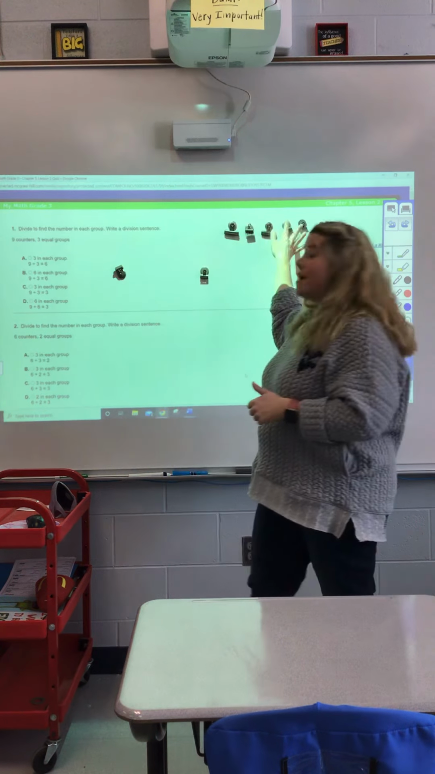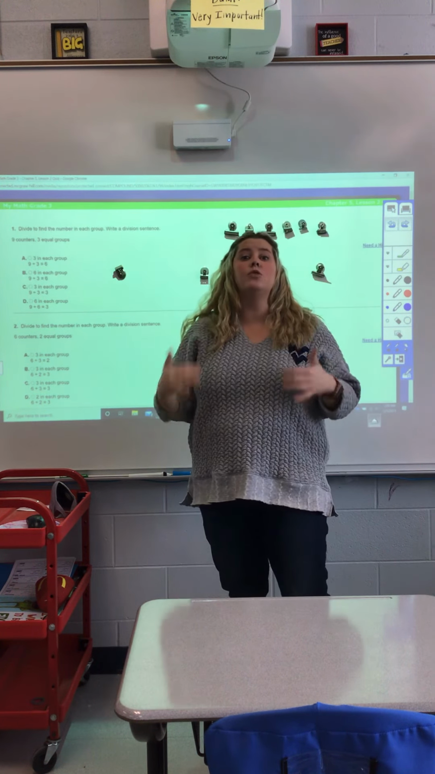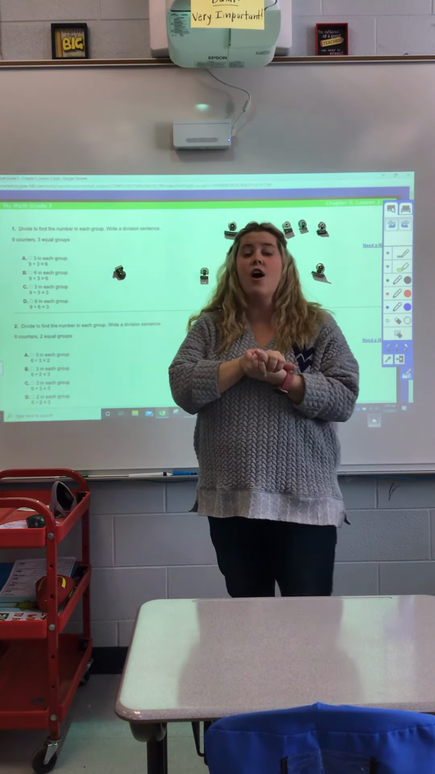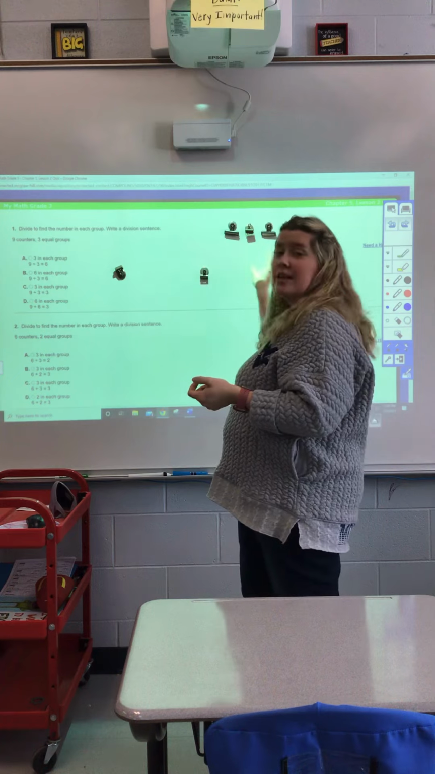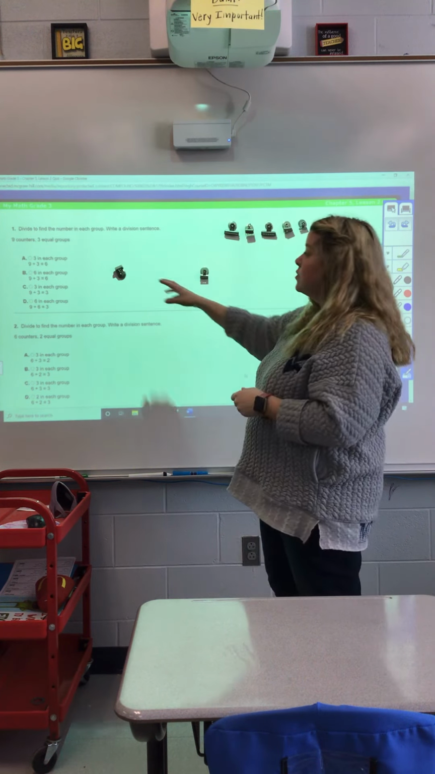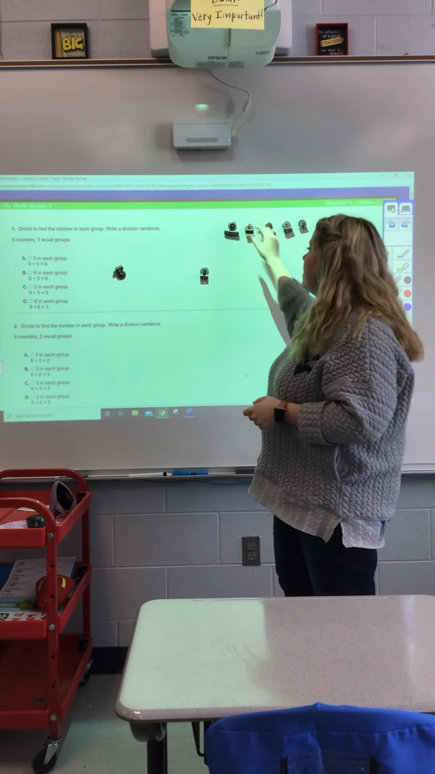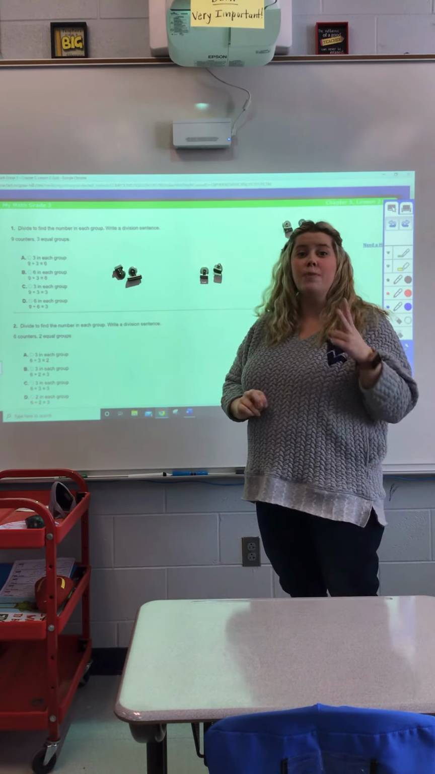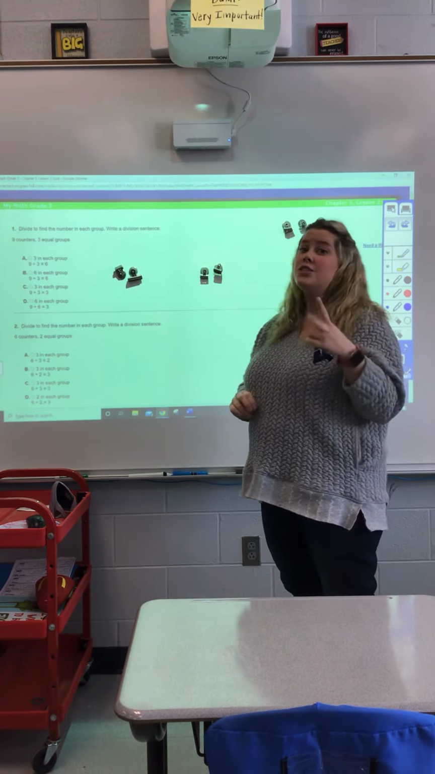Now, I still have counters up here, so I need to continue equal sharing until they're all given out. So when I say equal sharing, that doesn't mean that I can put 4 here, 2 here, and 2 here. Because then they're not equal. Okay, so each group has 1 as of now. All right, now each group has 2, but I still have more to equal share.